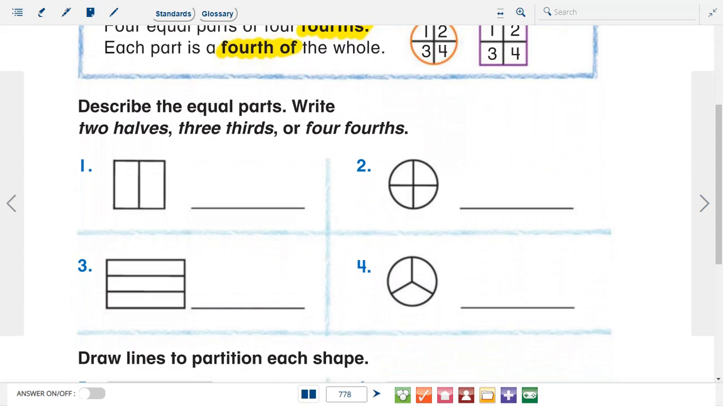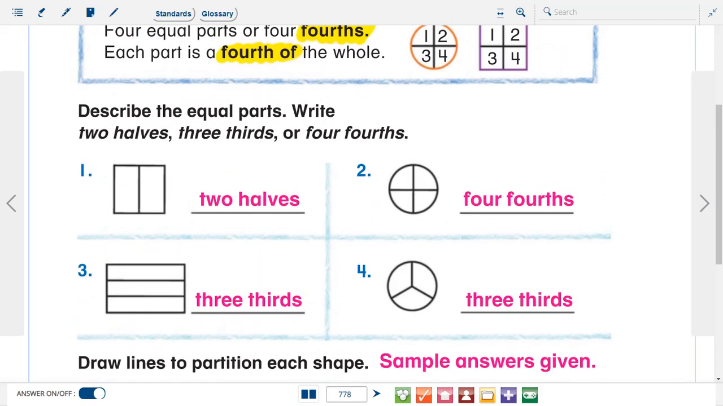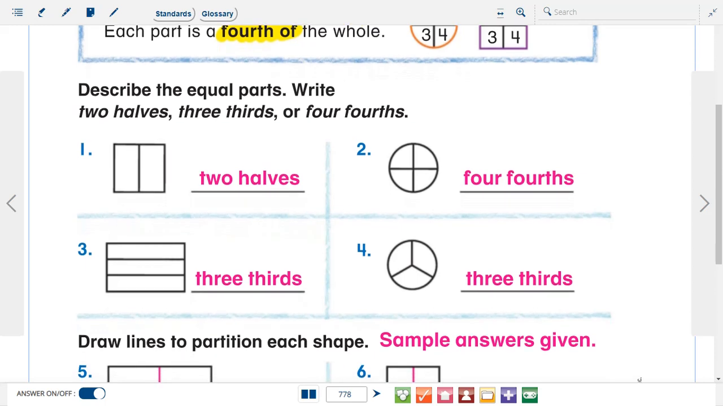Describe the equal parts. Write 2 halves, 3 thirds, or 4 fourths. Now we cut this square into two equal halves. Yes. This rectangle, 3 equal thirds. Yes. What about this circle? 4 fourths. Count them. 1, 2, 3, 4. So 4 fourths. This circle here, 1, 2, 3. So 3 thirds. Yes. Okay, 3 thirds. Write them fast. Okay. Let's see the next question.